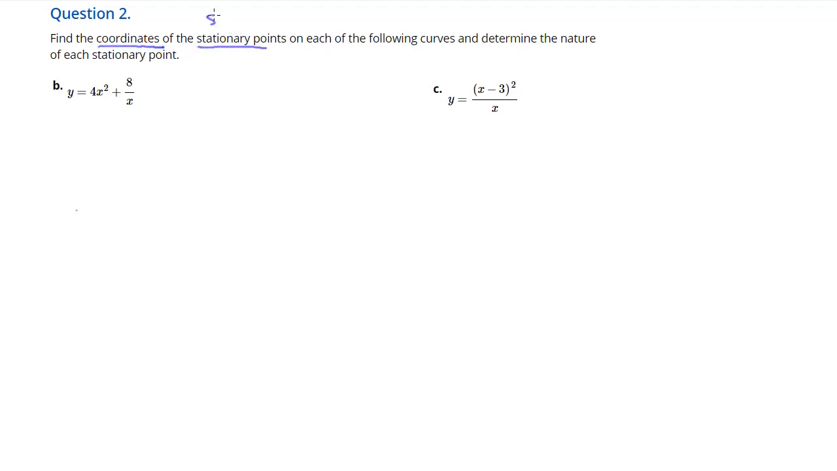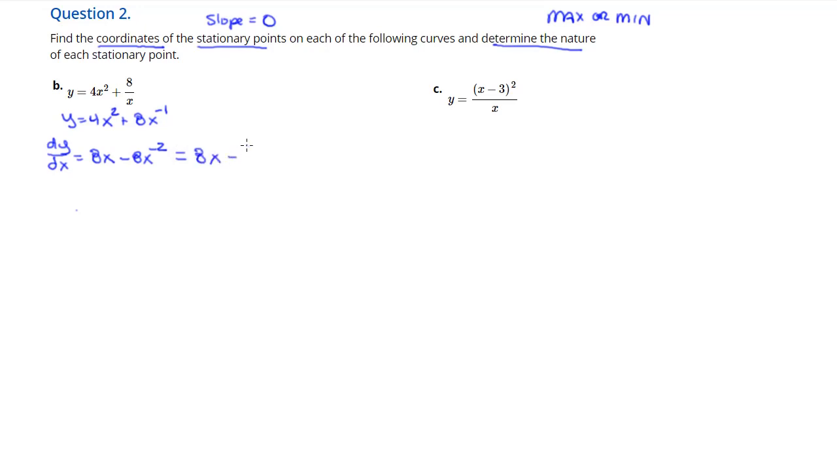So here we are on page 220 and we're looking at 2b and 2c. So again, we're finding stationary points. That's where the slope is equal to 0. And we're figuring out if they're a maximum or minimum. So the first thing is we want to straighten this out, get the powers on the numerator. Then we're going to take the derivative and then we're going to make the derivative equal to 0.